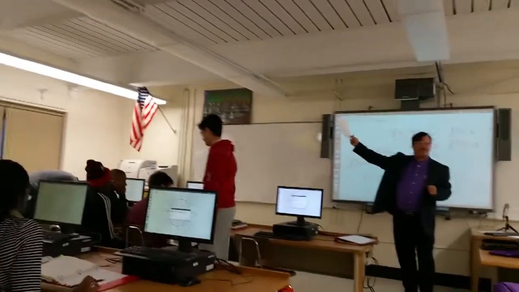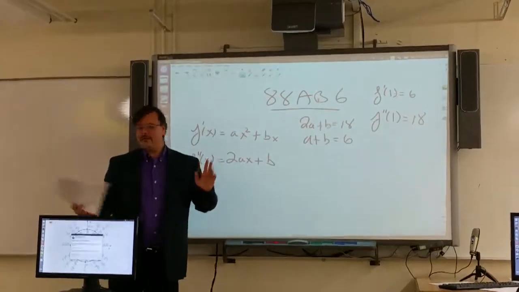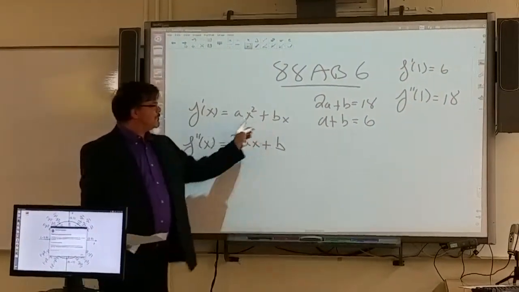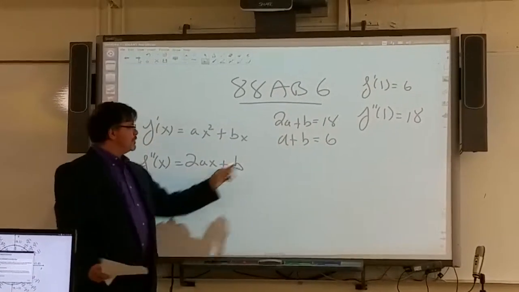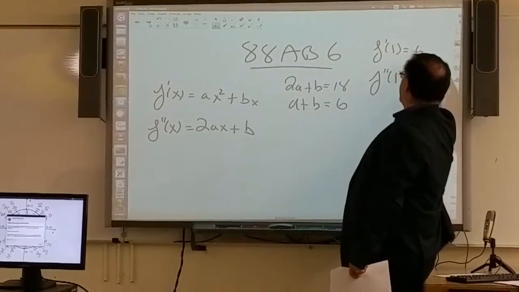Good. Everyone agree? Anyone disagree? Anyone got a question, comment, problem? We're good? Okay, up here. I did the same thing. I found the second derivative. I plugged in 1 for x. Wherever I see x, I put a 1. Now f double prime is 18, and f prime at 1 is 6.